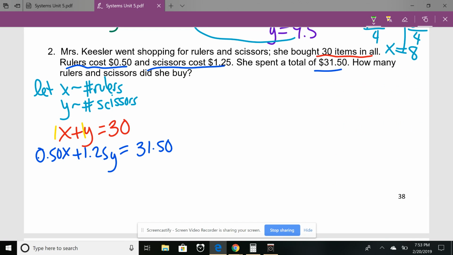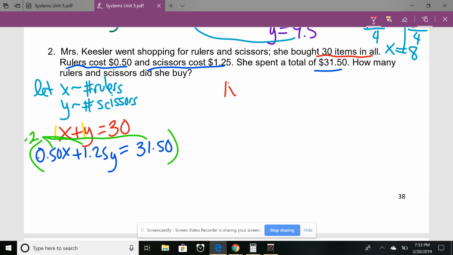All right, I'm trying to avoid these ugly decimals. So I'm going to multiply the bottom equation by 2, because I know 2 times 0.5. Oh, not just 2, negative 2. I don't have enough room to write that. So there we go. Negative 2. So I'm going to multiply each term by negative 2.